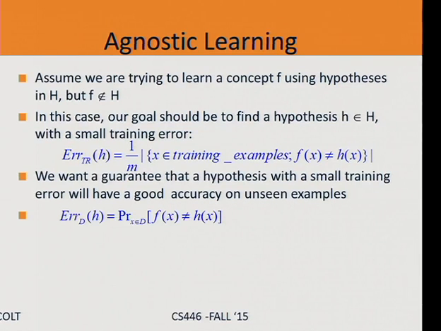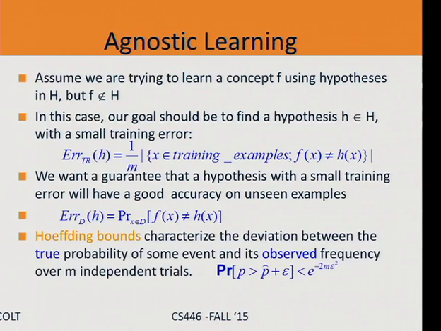So the true distribution, the probability of making a mistake over the distribution, you want it to be related somehow to this. And the tool we're going to use in order to do this is called Hoeffding bounds, very related to Chernoff bounds you might have heard about. Basically, these bounds allow us to characterize the deviation between the true probability of some event and the observed probability, or the observed frequency, over some sample.